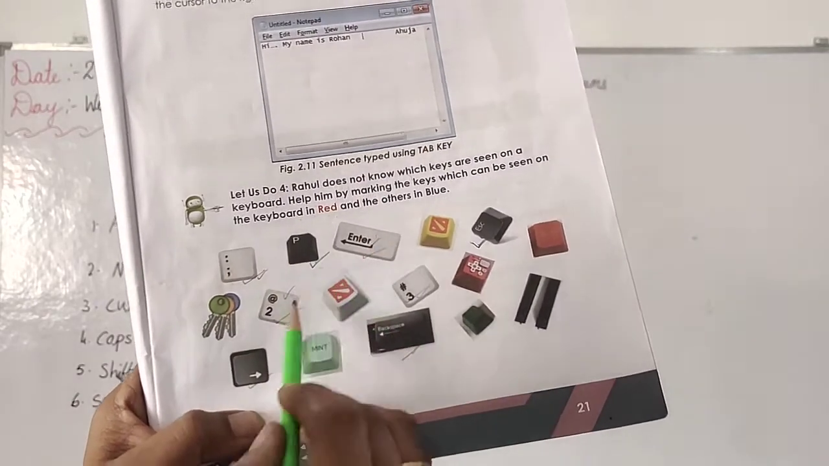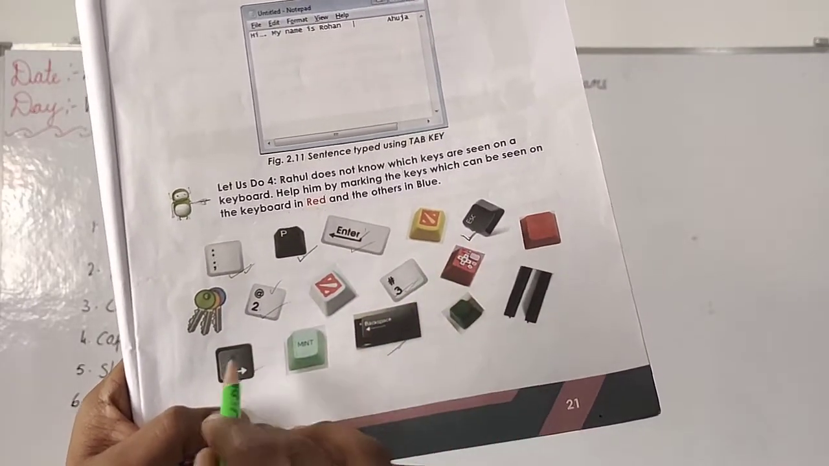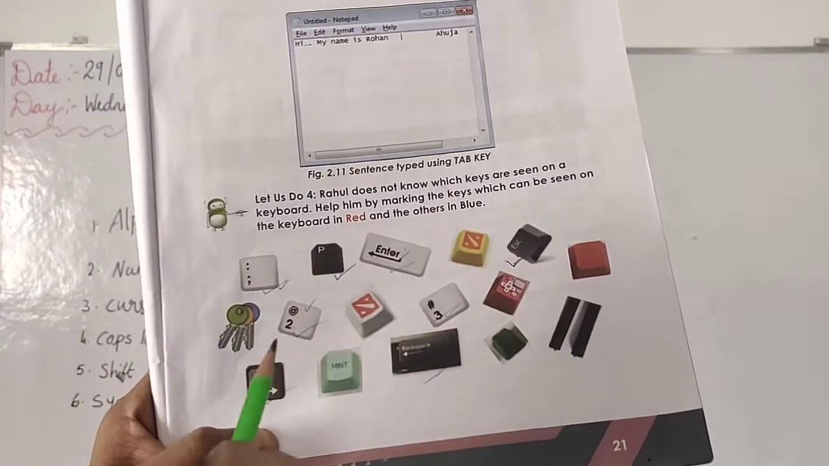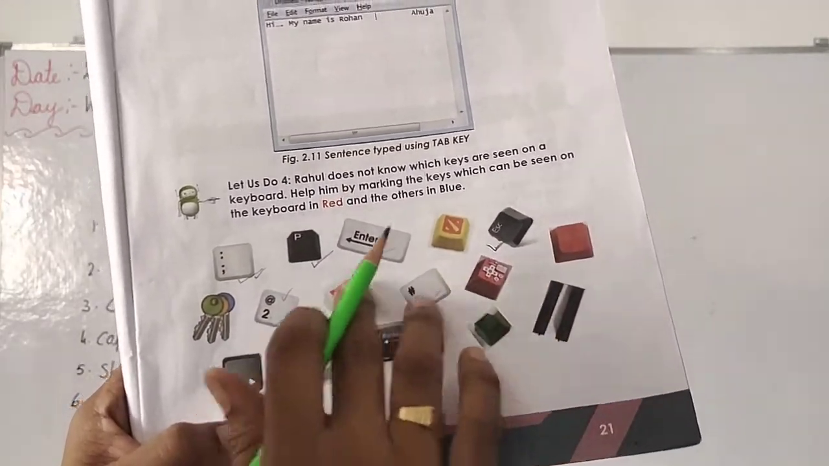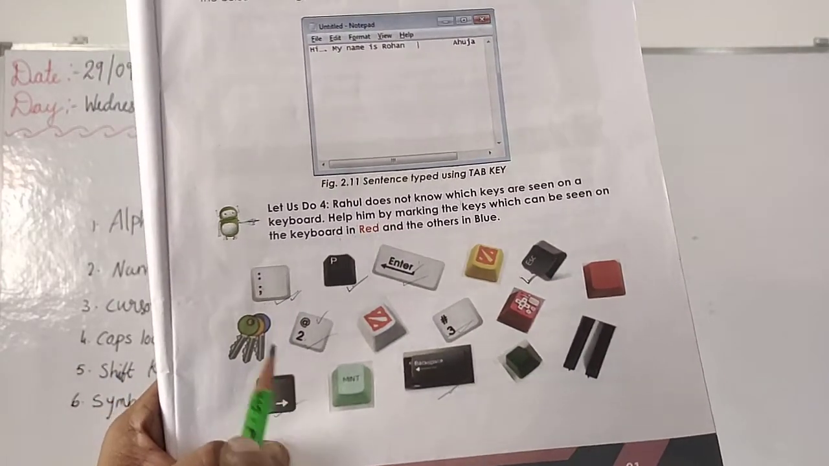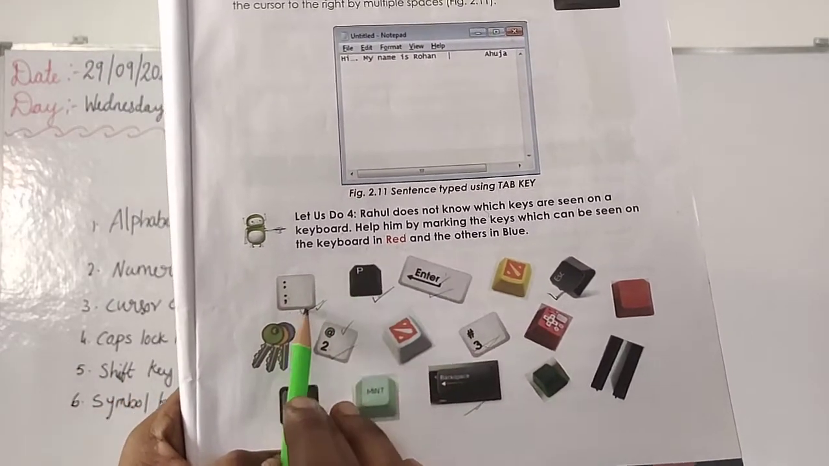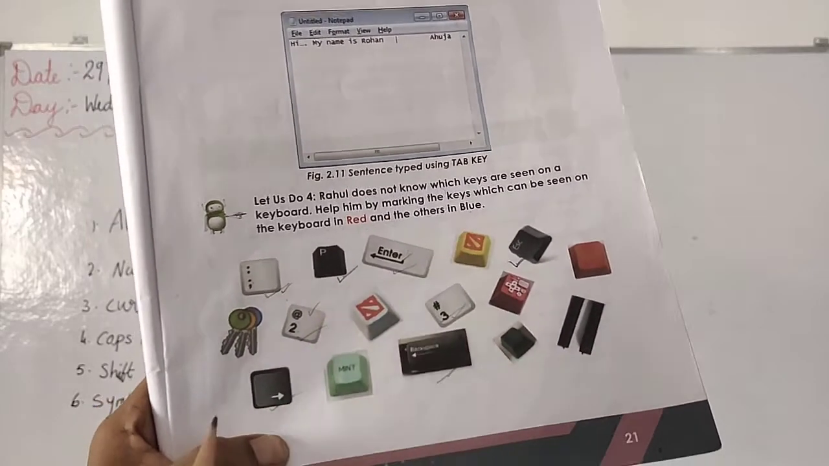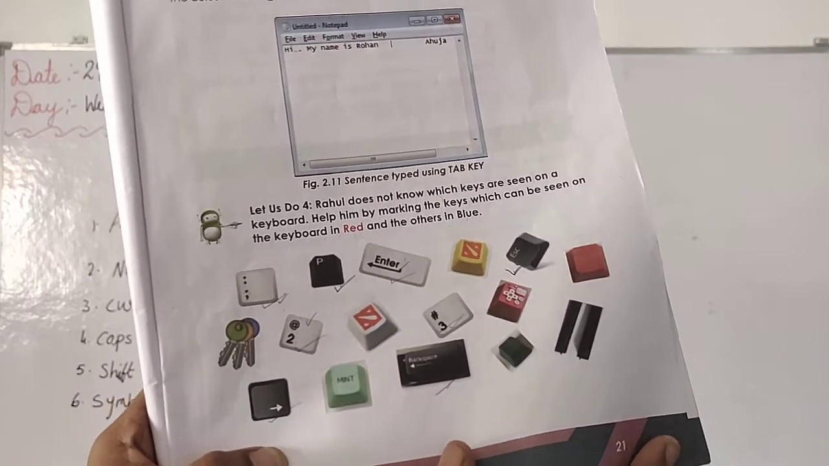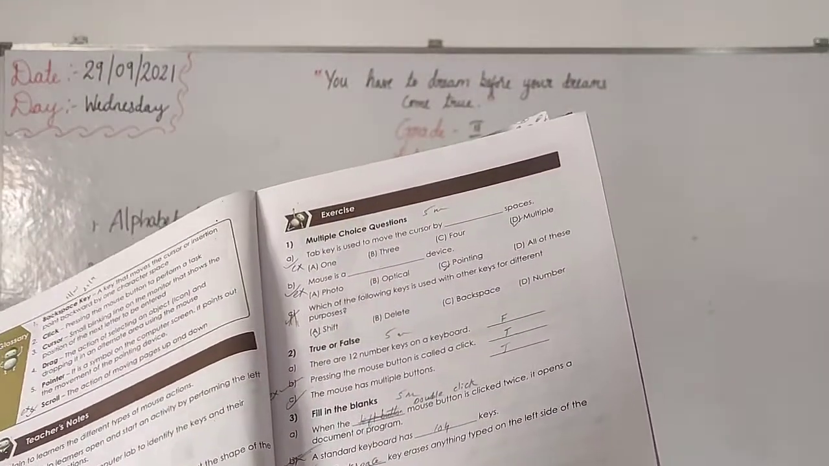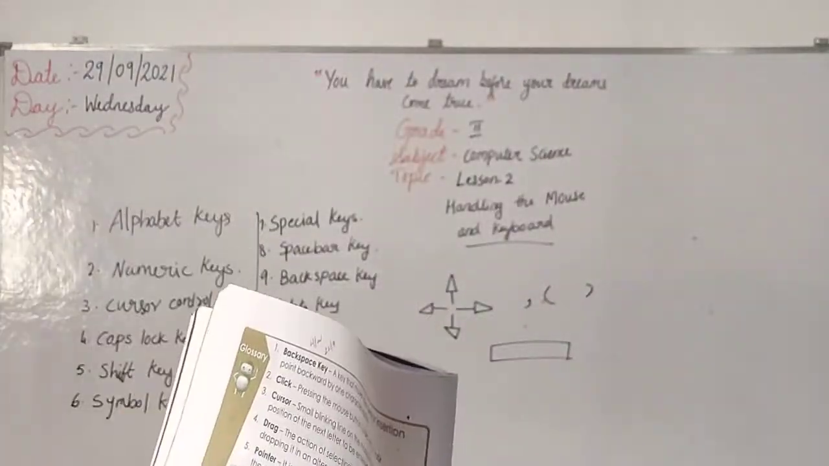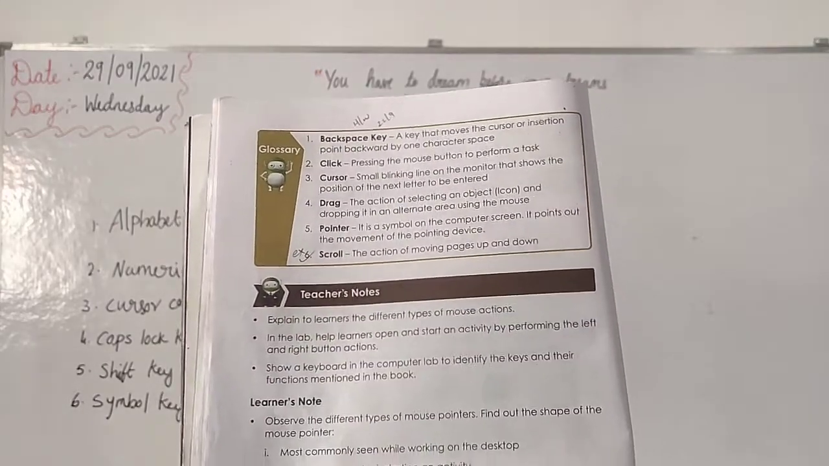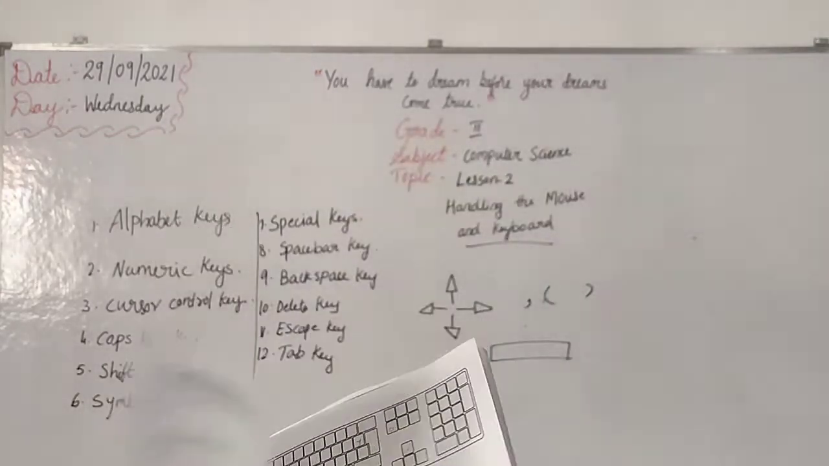These eight keys appear on the keyboard. The remaining ones are other keys. The keys that are on the keyboard you mark in red color. Others you mark in blue color. Then turn to the next page. We completed this lesson. We have already completed the glossary.